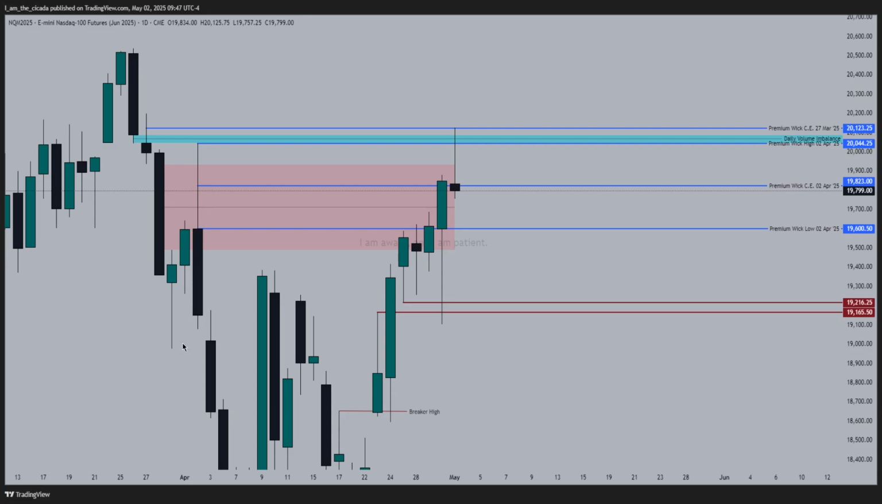wick, and I don't have it drawn on it now, but the consequent encroachment level, or the mean threshold level, from this low to this high, as this is a propulsion block, and this was used once to take price lower, and we see how price broke down, then began to trade back higher using this breaker high and this liquidity void here, running price higher, back up and through it.